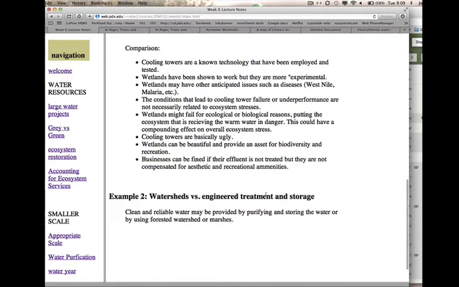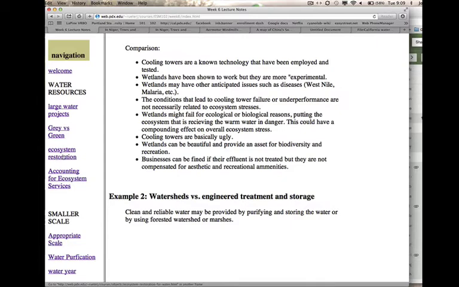Another example that we're going to see later is watersheds versus engineered treatment and storage. That's simply storing the water and having water supplied all year through a well-managed forested watershed rather than creating a reservoir or some big tank.